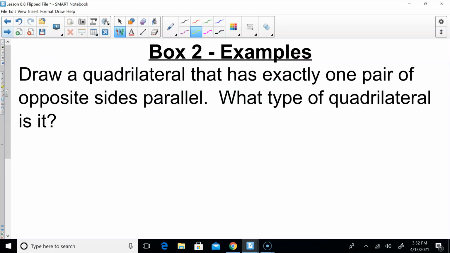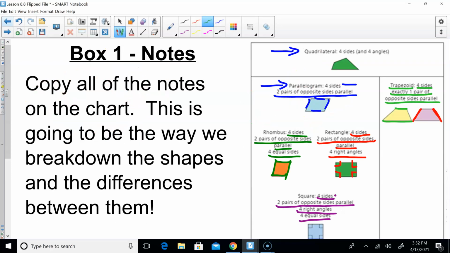Now we're going to take our information and put it together. We need to draw a quadrilateral. So a quadrilateral has four sides that has exactly one pair of opposite sides parallel. What type of quadrilateral is it? Well, the first thing I'm going to do right now is go back to my notes that we had right back here.